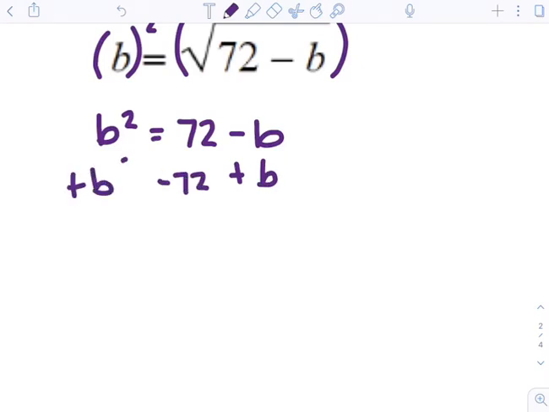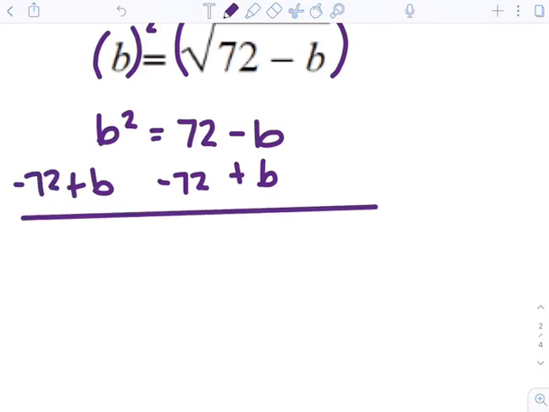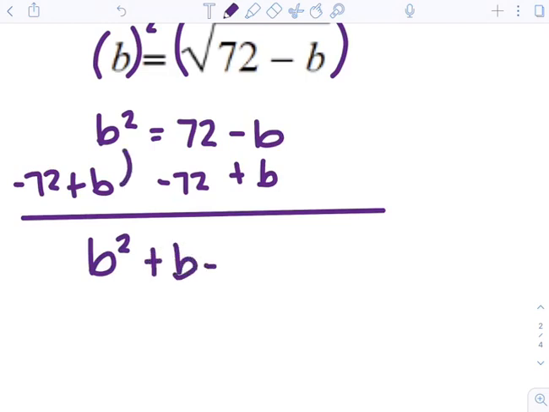So I'm going to bring over the b and the 72 and make sure you're putting it in the correct order. Biggest exponent to smallest. So b squared comes first. I can't combine these two because they're not like terms. So it's b squared plus b minus 72 equals 0.